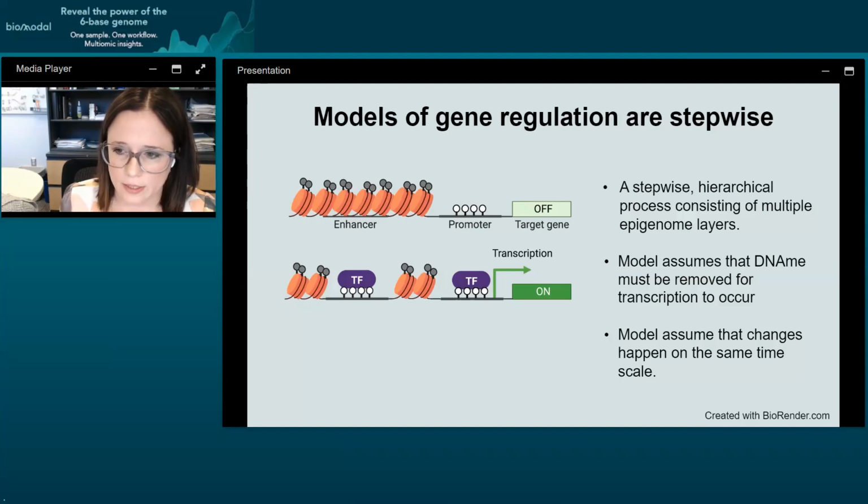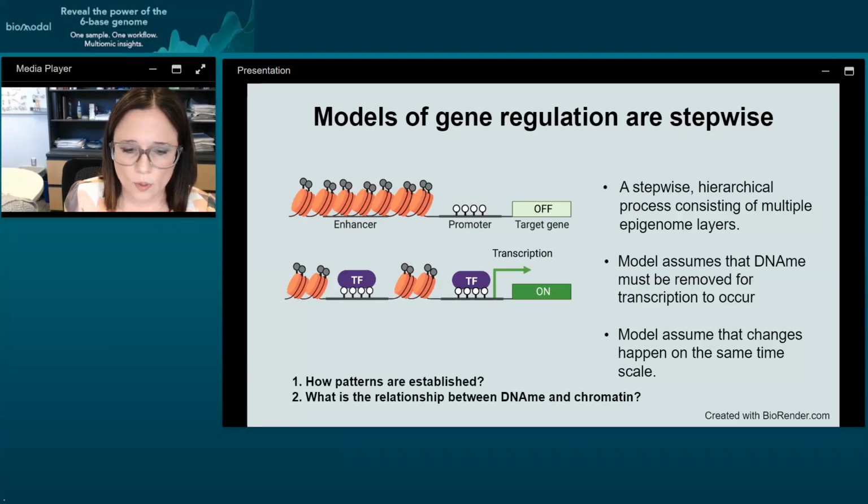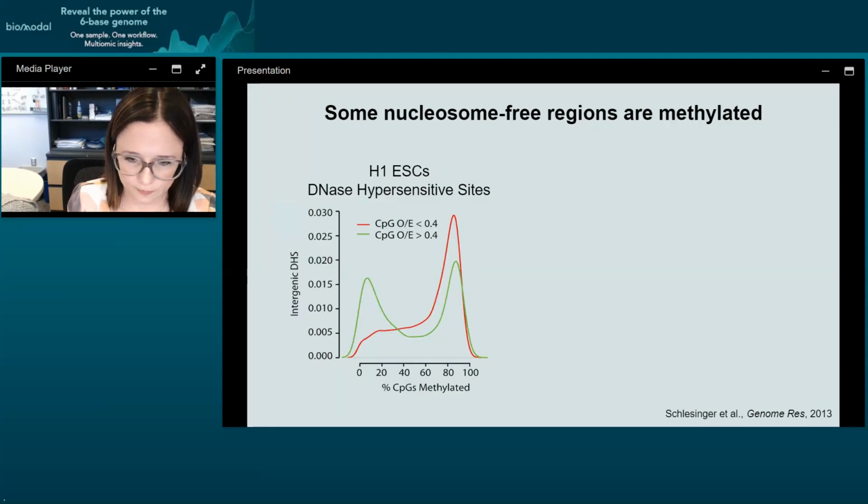One thing about this model is that it assumes that DNA methylation must be removed for transcription to occur, and it also assumes that all of these different changes happen on the same time scale. So what we really want to understand is how patterns of methylation are established in the context of chromatin, and what this relationship is over time during a process of dynamic gene regulation?